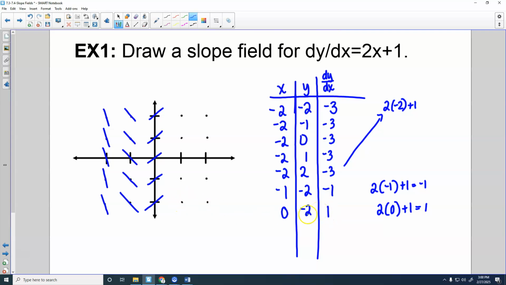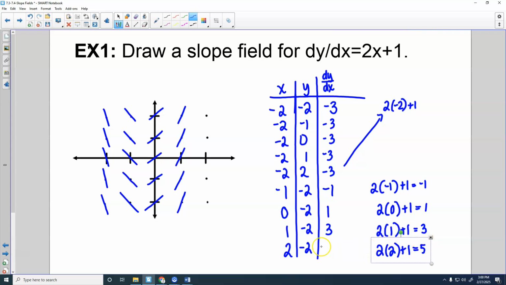My next point is (1, -2). So that would be 2 times 1 plus 1, which will give me 3. So that needs to be a steeper slope. It should basically be the reflection of this part over here. And then for that last point, I've got (2, -2), and that's 2 times 2 plus 1. For that, I'm going to get 5.